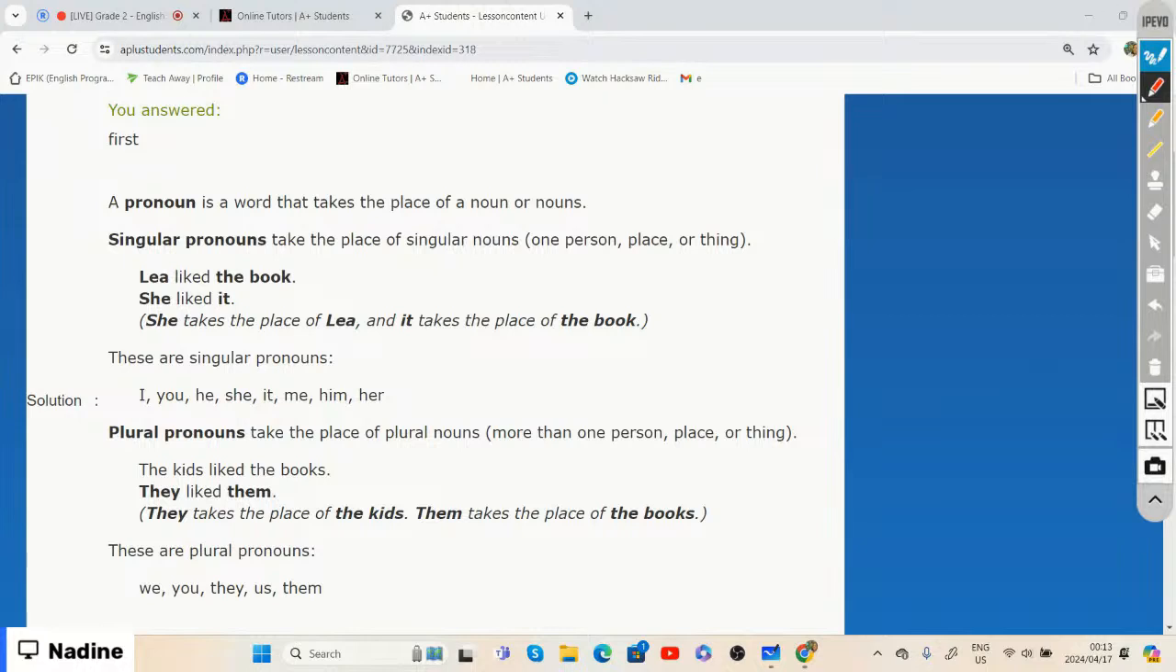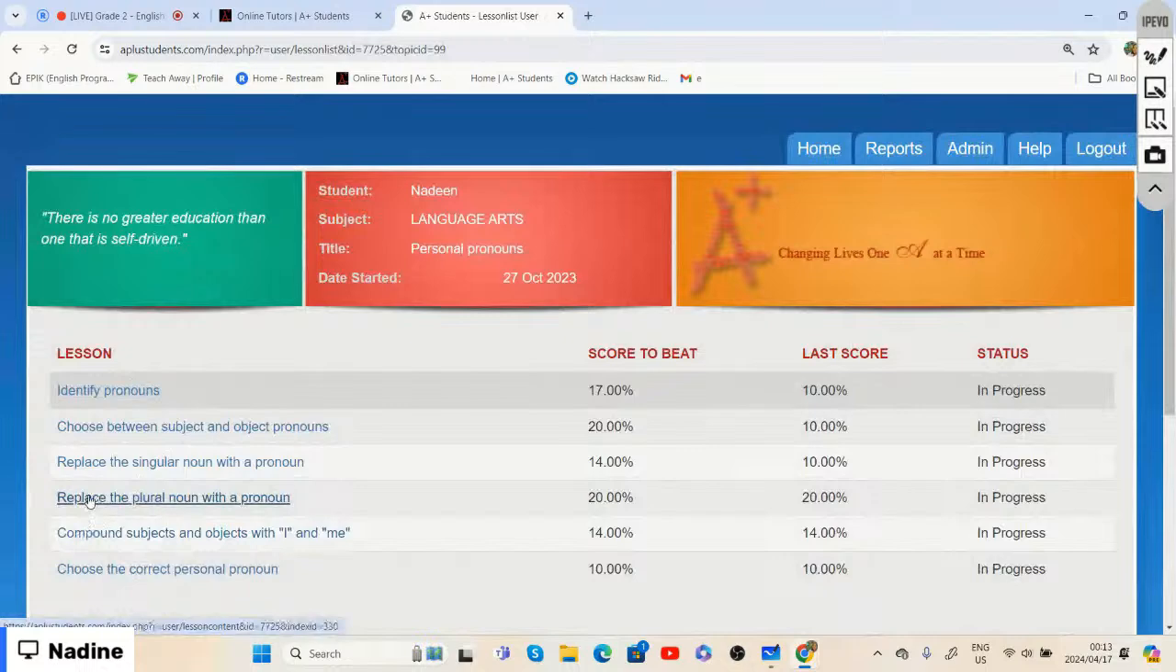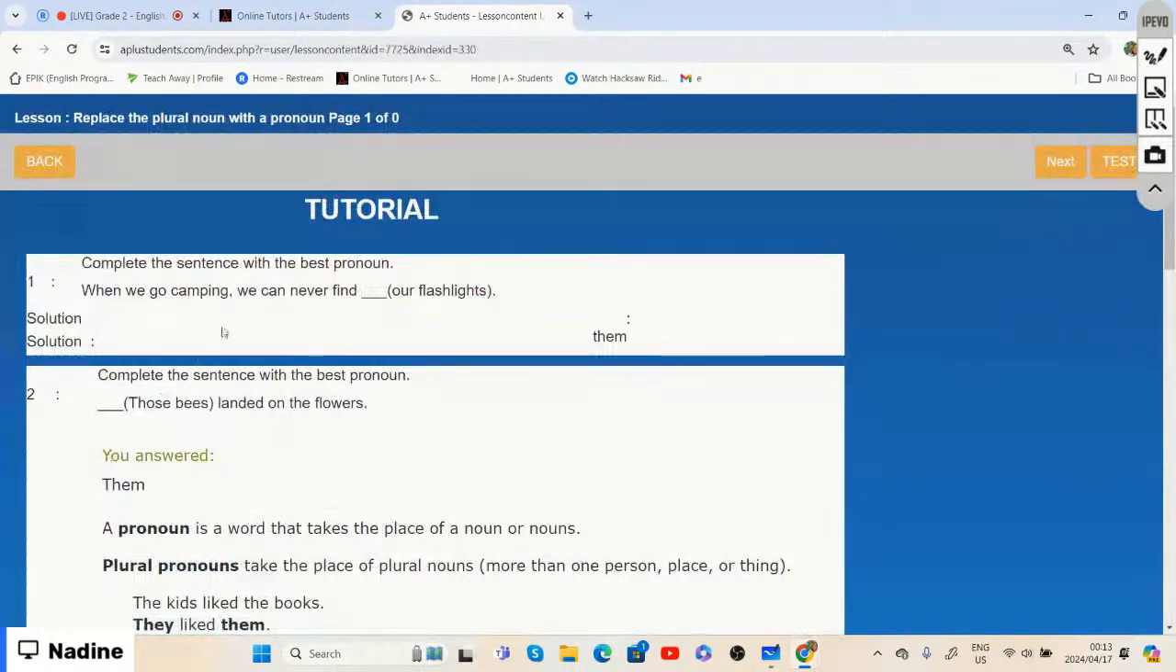So now if we go to today's lesson, one of today's lessons, we said it is to replace the plural noun with a pronoun. Yes, so the words we, you, they, us, and them, they are plural pronouns, right? Those are plural pronouns that you are mentioning there.